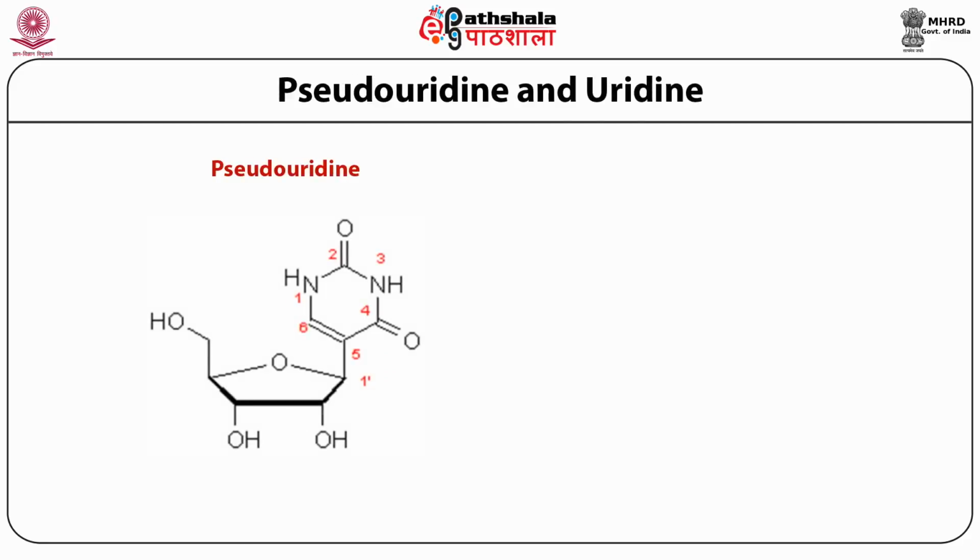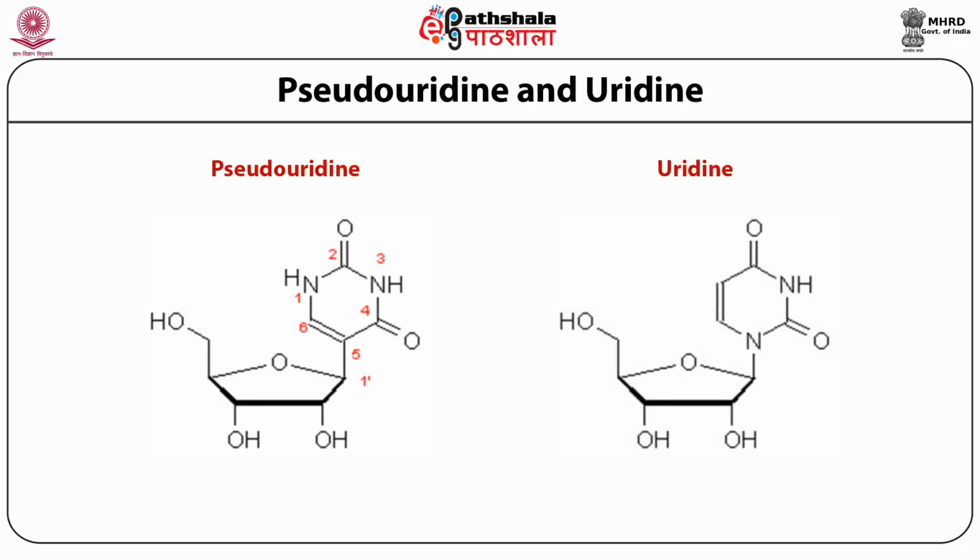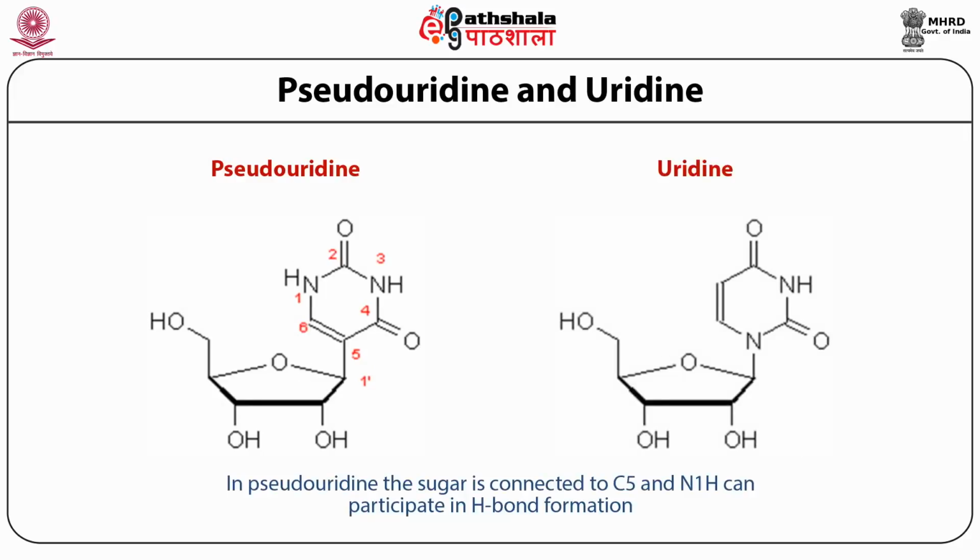Pseudouridine and uridine. In the case of pseudouridine, the sugar is connected to C5, and N1H can now participate in H bonding. These occur in tRNA structure, and pseudouridine is different from uridine.